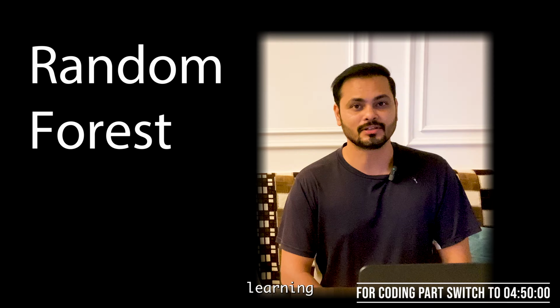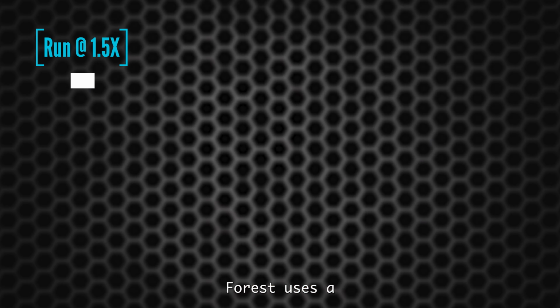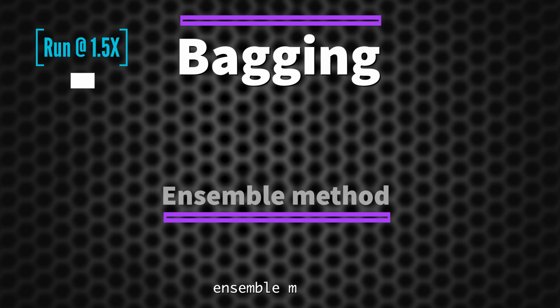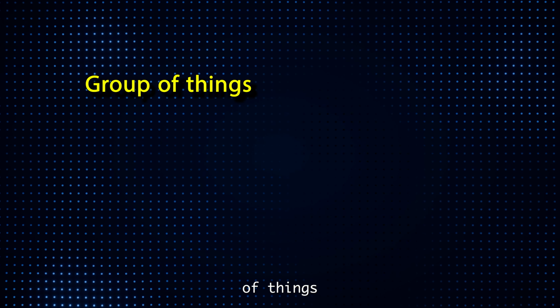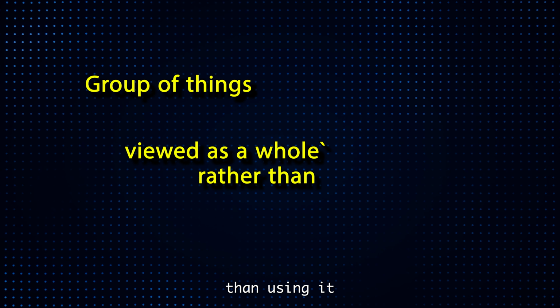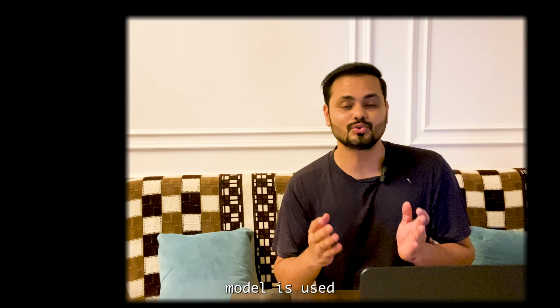In this session, we will be learning about random forest, which is one of the most powerful machine learning algorithms. Random forest uses a technique known as bagging, which is an ensemble method. Before you learn about random forest, you need to first see what an ensemble is. An ensemble refers to a group of things viewed as a whole rather than as individuals. In an ensemble, a collection of models is used to make predictions rather than individual models.